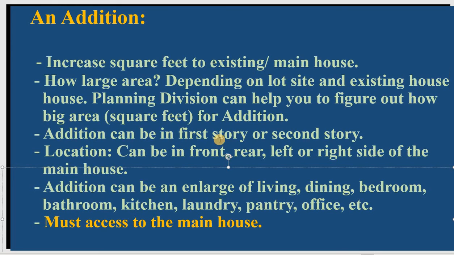Addition can be on the first story. That means it's on the same level as the existing house, or they can add on the second story. It depends on your design. You can add on either the first or the second floor. Location: addition can be in front of the house. If your house has a big yard in front, you can add the addition there. It can be the rear yard, if you have a big area in the rear yard. It can also be the left or the right side. It depends on your lot size and your existing house.